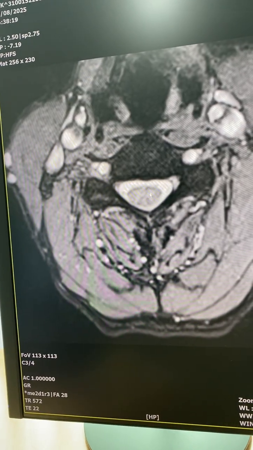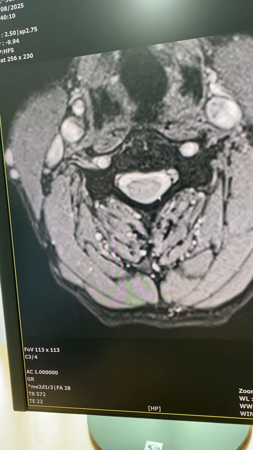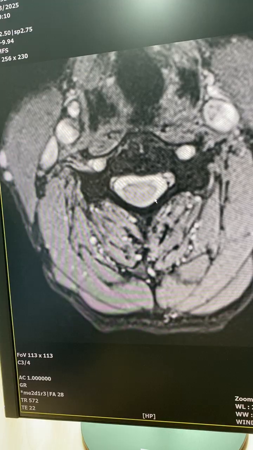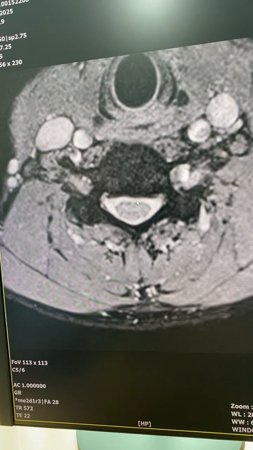As we go down, it's still okay. This is the spinal cord. It's maybe a little narrow on the left, slightly narrow, but still spacious enough. It's considered very good. This is C4, C5.